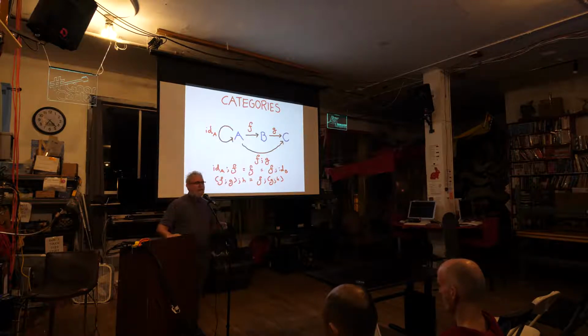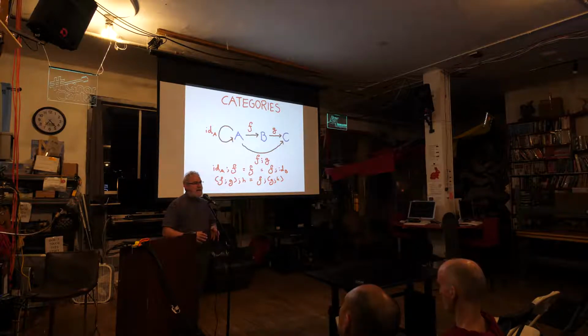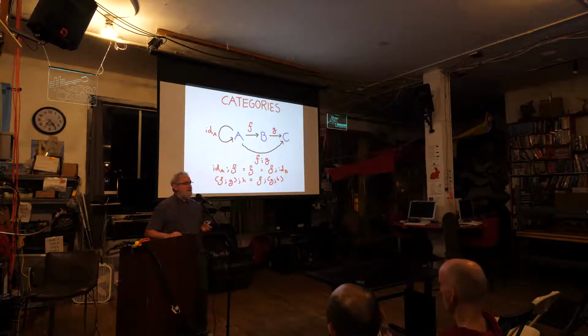So then composition satisfies a very small, obvious number of properties. The line on the bottom says, if I compose F with G, and then compose that with H, that's exactly the same as composing F with G composed with H. It's just two different ways of parenthesizing the same thing.